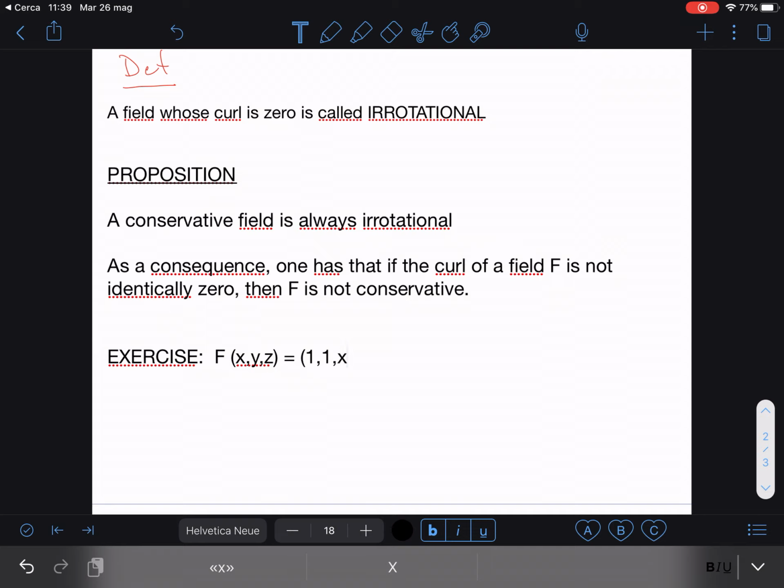Okay, it was 1, x, and you remember that we integrated on two paths and we did not find the same result. Of course, I made a mistake on that, but I don't want to correct it now. I just want to answer this question: is this field conservative? The answer we can now give is to try to build a potential. But first, it is very easy to verify whether this field is irrotational.